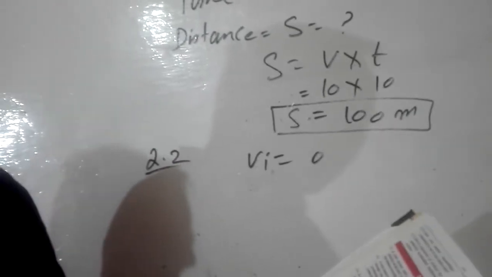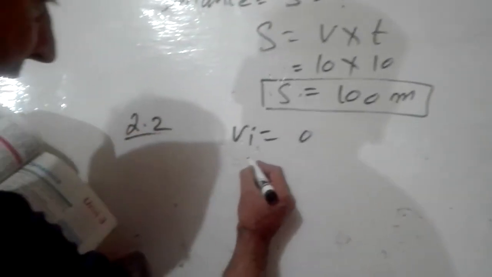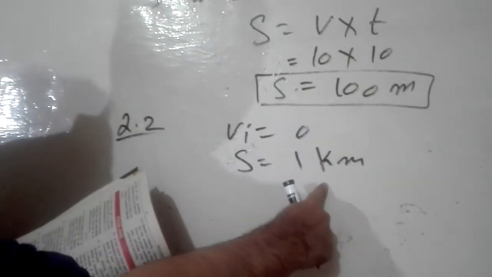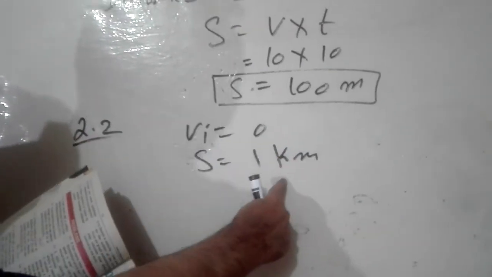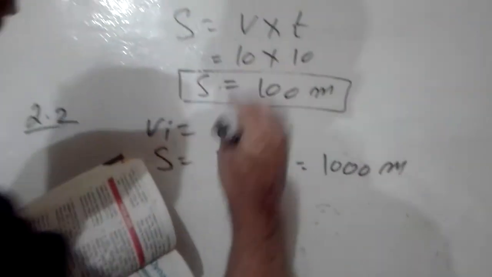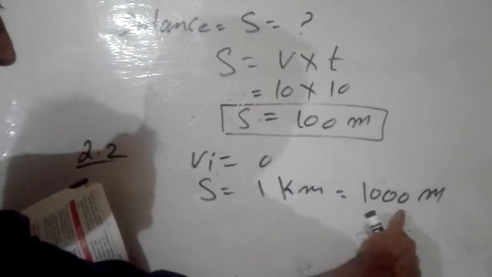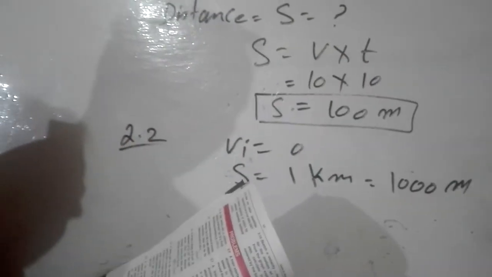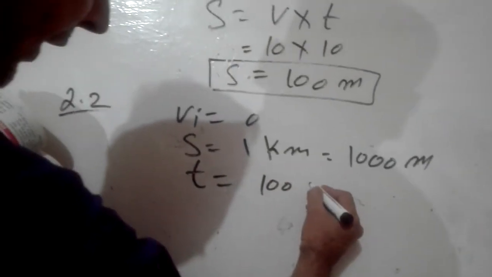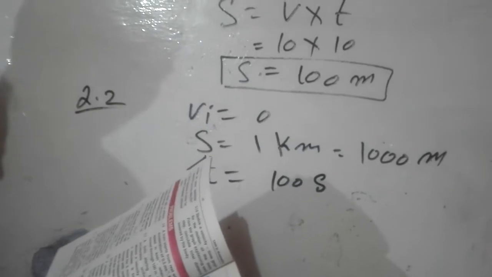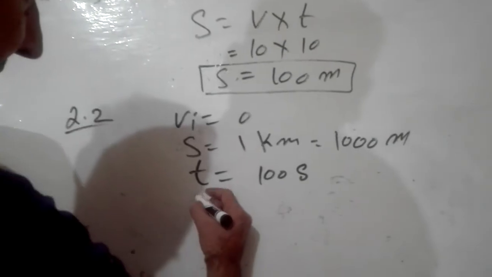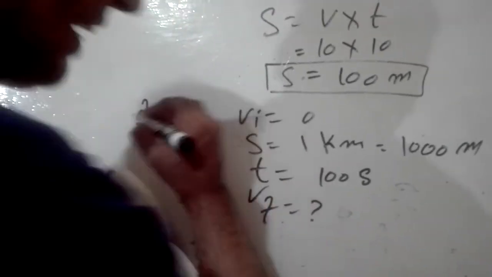It moves through 1 kilometer in 100 seconds. The distance is 1 kilometer. It means the train moves 1 kilometer distance. Clearly we have to convert this kilometer into meters. 1 kilometer equals 1000 meters. So the train covers a distance of 1000 meter in how much time? In 100 seconds. So T denotes the time, 100 seconds, and S denotes the distance. What will be its speed at the end of 100 seconds? It means he is asking you for the final speed, Vf. Vf you have to find out.